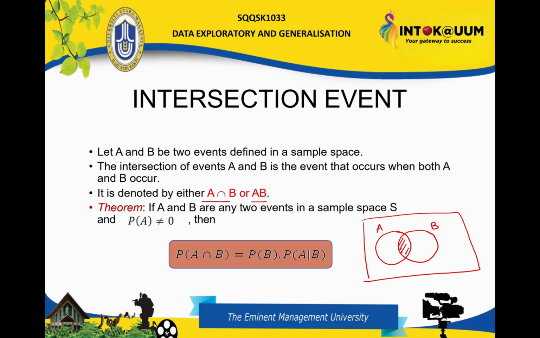For example, if event A is students who play football and event B is students who play hockey, then A intersect with B represents students who play both sports. The probability of this intersection measures the likelihood that both events occur at the same time, which can be found by using this formula.